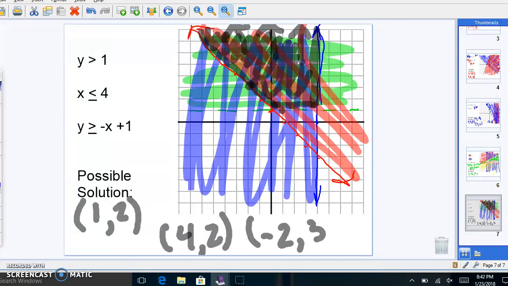So remember, solutions are those that are either double shaded when you have 2 inequalities, or if there's 3 inequalities, they would have to be triple shaded.